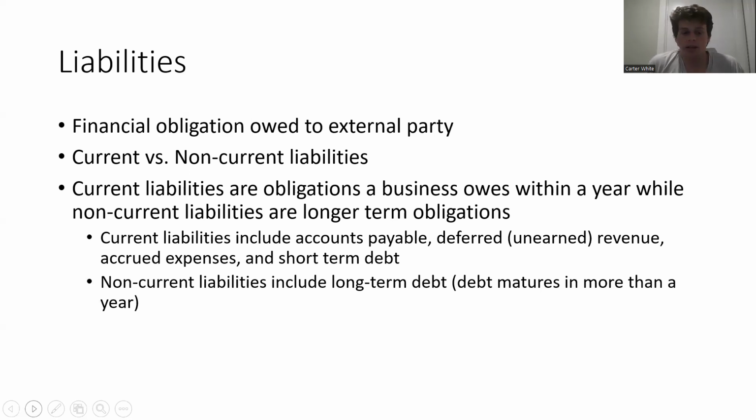Accrued expenses is essentially expenses that you have incurred but not paid out. So for instance, let's say my brother works for my lemonade stand for 2 weeks, but I haven't paid him yet. Now I owe him his wages. And then short-term debt, this would just be debt that matures in less than a year. So these are examples of liabilities. It's basically just a financial obligation owed to an external party.